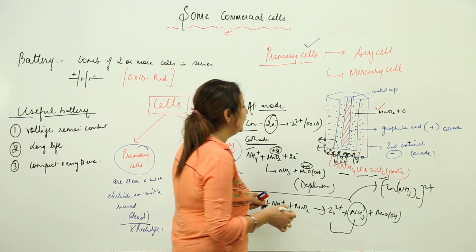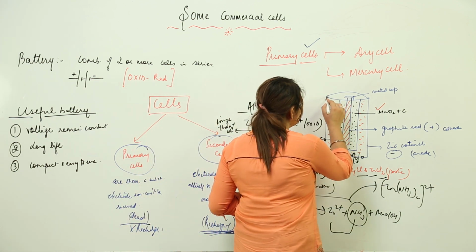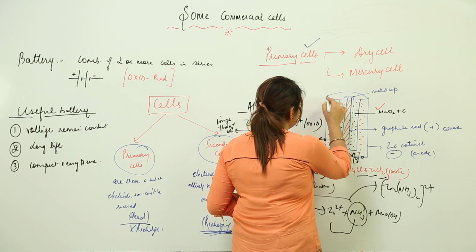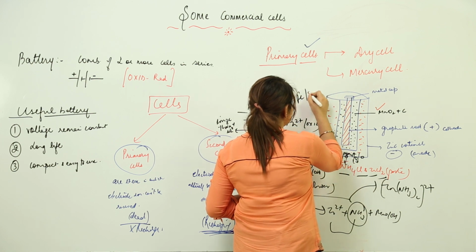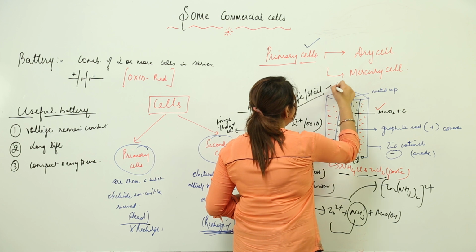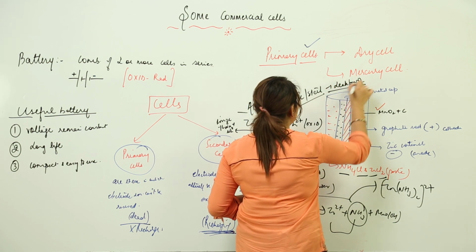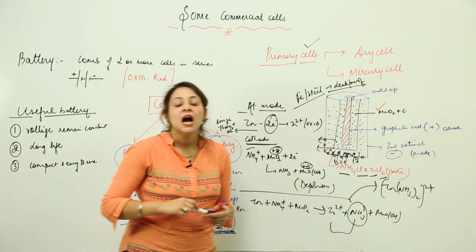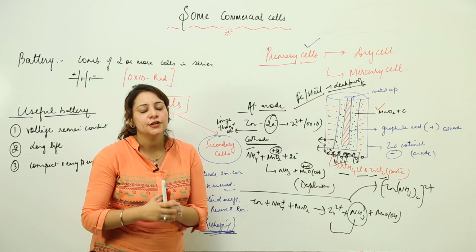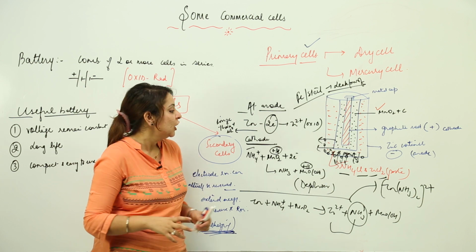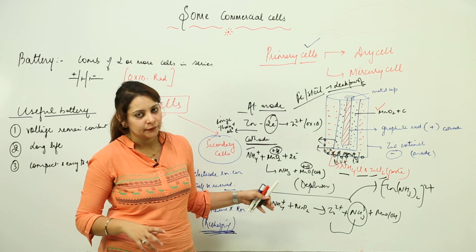So in order to avoid that, we provide a lining of iron or steel just to make the cell leak proof. If you want to make the cell leak proof, you need to cover it with the iron or steel lining so that there should not be any leakage from the cell. So this is the dry cell.